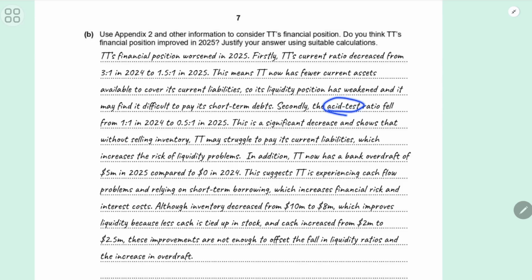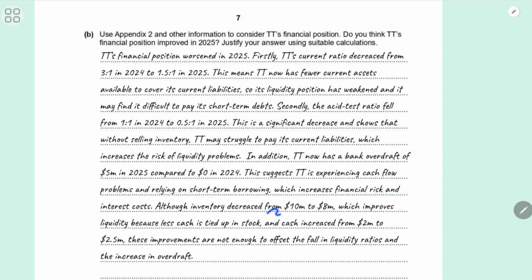Secondly, the acid-test ratio fell from 1:1 in 2024 to 0.5:1 in 2025. This is a significant decrease and shows that without selling inventory, TT may struggle to pay its current liabilities, which increases the risk of liquidity problems. In addition, TT now has a bank overdraft of $5 million in 2025 compared to $0 in 2024. This suggests TT is experiencing cash flow problems and relying on short-term borrowing, which increases financial risk and interest costs.